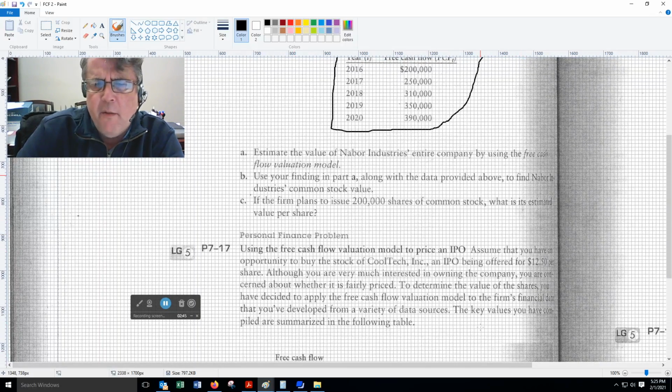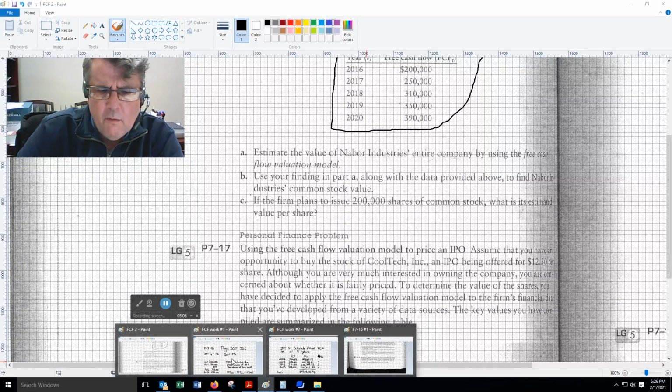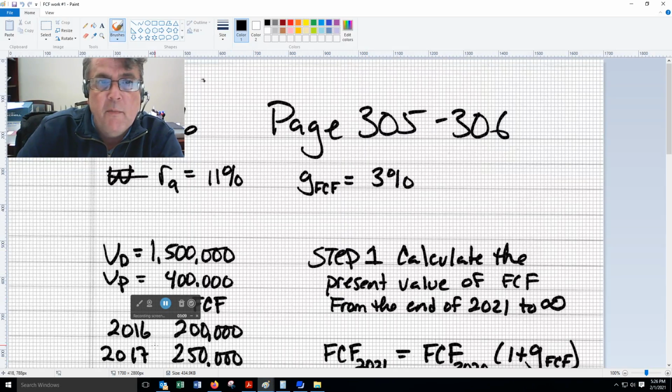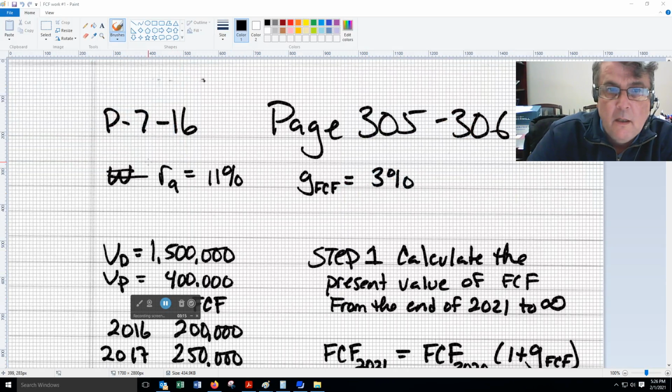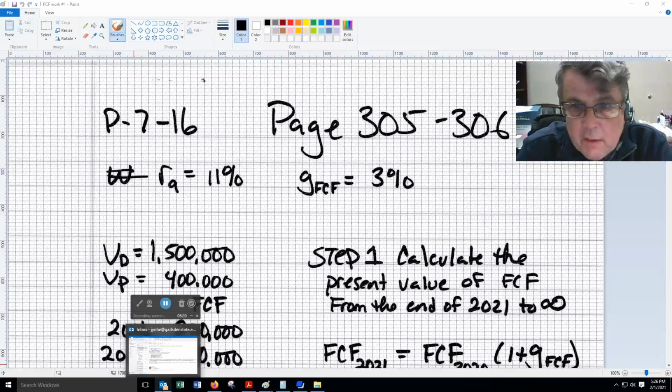So the first thing we want to do here is estimate the value of Neighbor Industries' entire company by using the free cash flow valuation. So how much is the whole company worth by using free cash flow? This is chapter 7, problem 16 on pages 305 and 306 in your book. You can go ahead and pause the tape if you want and review it.